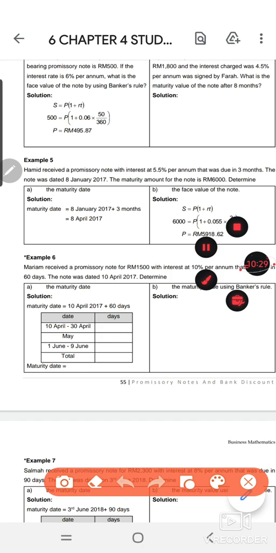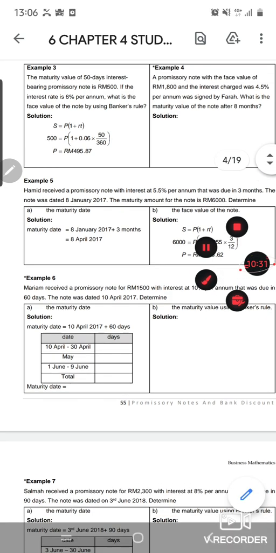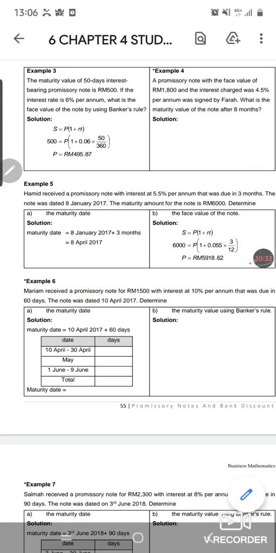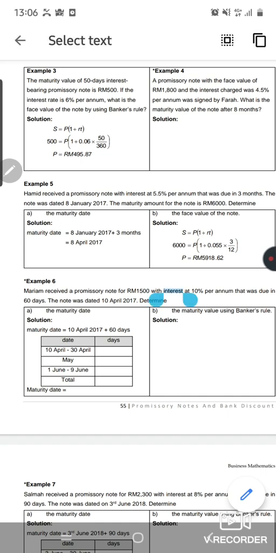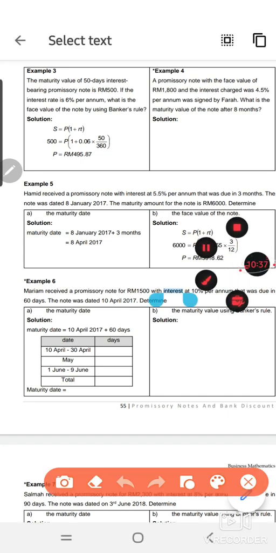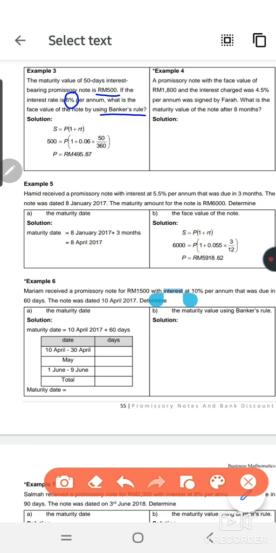Okay, for example 3. The maturity value of 50 days interest bearing promissory note is 500. Okay, if the interest rate is 6% per annum, what is the face value of the note by using banker's rule? Okay, kat sini dia tanya face value.